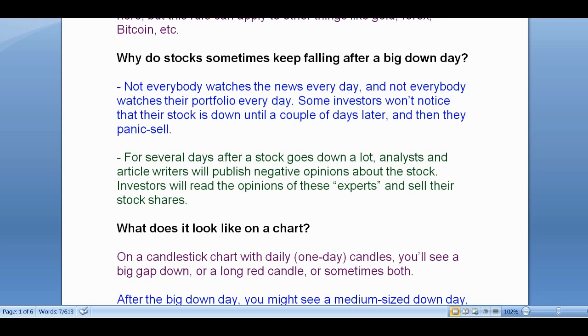First, not everybody watches the news every day, and not everybody watches their portfolio every day. Some investors won't notice that their stock is down until a couple of days later, and then they panic sell. So that's one reason that a stock might keep falling after a big down day. Another reason is this. For several days after a stock goes down a lot in one day, analysts and article writers will publish negative opinions about the stock. Investors will read the opinions of these so-called experts, and they'll sell their stock shares. So that's a couple of reasons why it might happen.